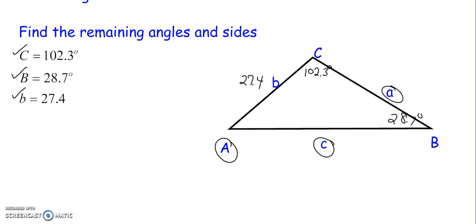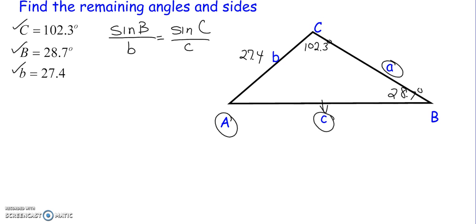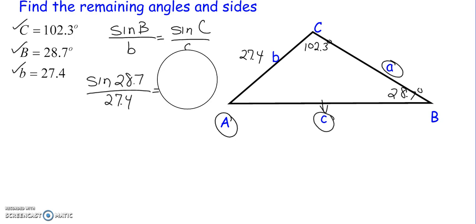Now, let's start by finding little c first, and this is where we use the law of sines. If you recall from the last slide, sine of B over b is equal to sine of C over c. If I plug into this formula, it would read sine of 28.7 over 27.4 is equal to sine of 102.3 over c, and I don't know this c value, so I'm going to call it c.